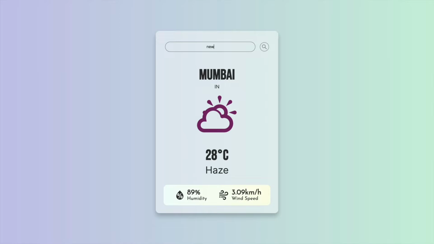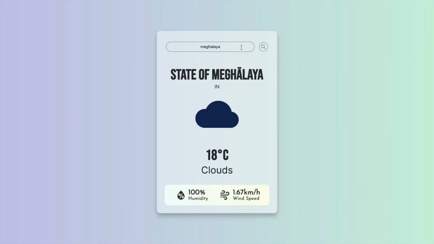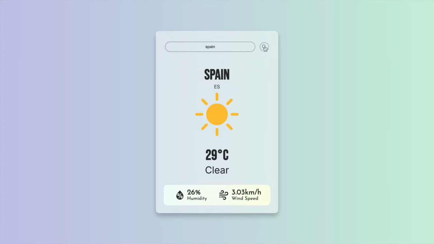So let's search New Delhi, and it's misty over there, so I provided this. Let's search for something else. Let's see if it's raining in Meghalaya. It's not. So if it's raining, then this icon will be a raining icon. But let's search something sunny. If it's sunny, then we'll see this icon.